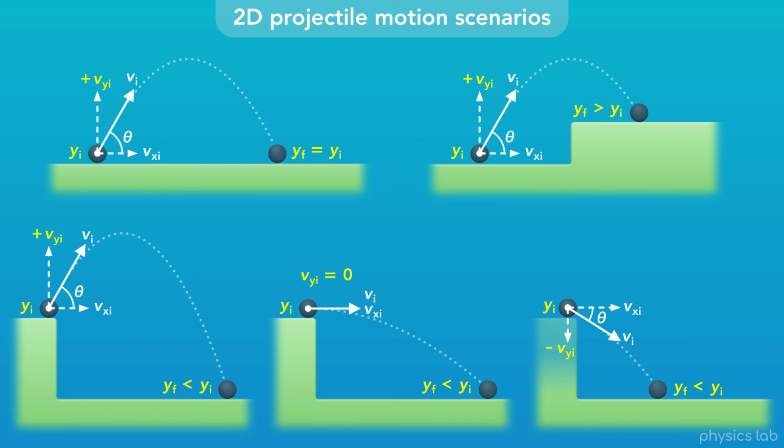The only difference between these scenarios is the initial and final values, and the positive and negative signs. But the motion behaves the same way in each case. We're going to use the same equations and solve problems the same way for each one. So that's an overview of 2D projectile motion. Now let's explore some examples.